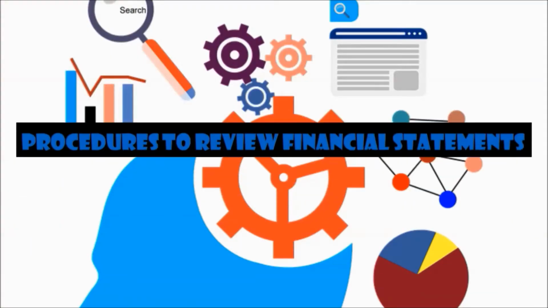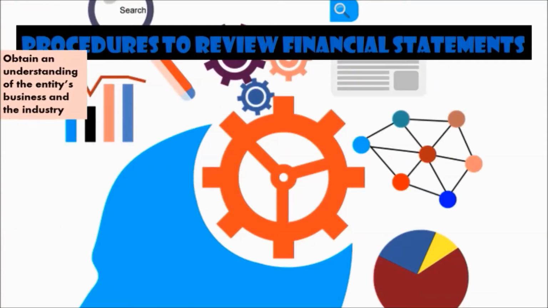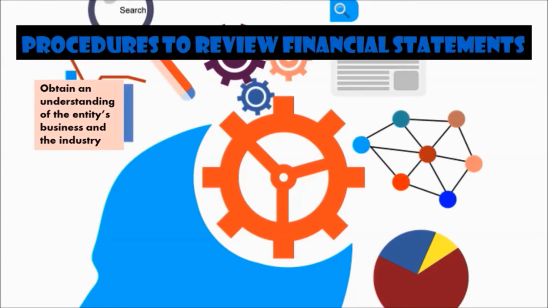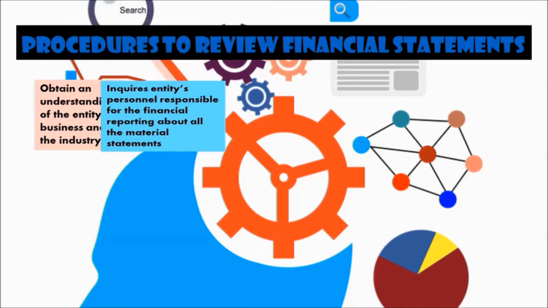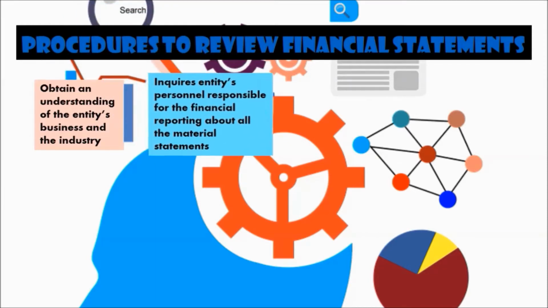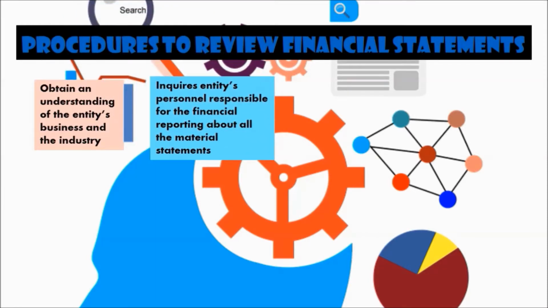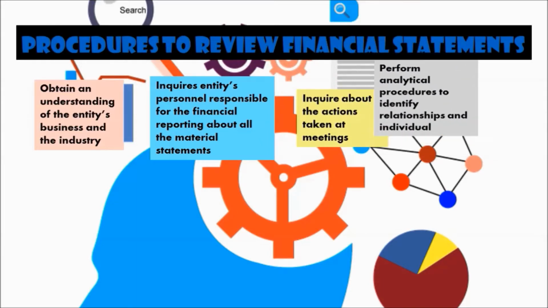Procedures to review financial statements are: 1. Obtain an understanding of the entity's business and the industry in which the entity operates. 2. Inquire of the entity's personnel responsible for financial reporting about all the material statements, whether all the transactions have been recorded, and whether there are any changes in accounting policies and practices. 3. Inquire about the actions taken at meetings of the board, shareholders and other relevant board committees.